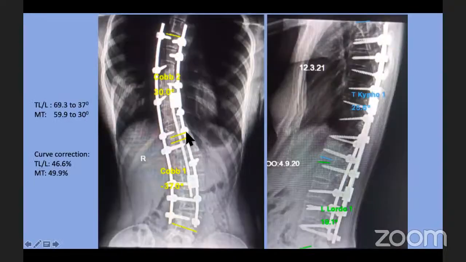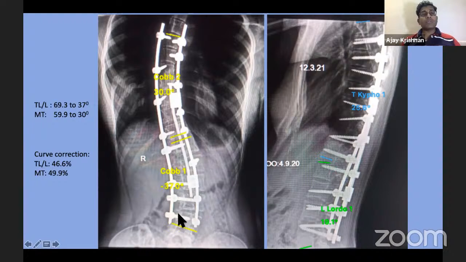In many of the cases I use this double rod. This was the final correction which was achieved, and the thoracolumbar corrected from 69 to 37 degrees and the MT corrected from 59 to 30 degrees. So this I undercorrected so that I can have control, because the right shoulder was up.